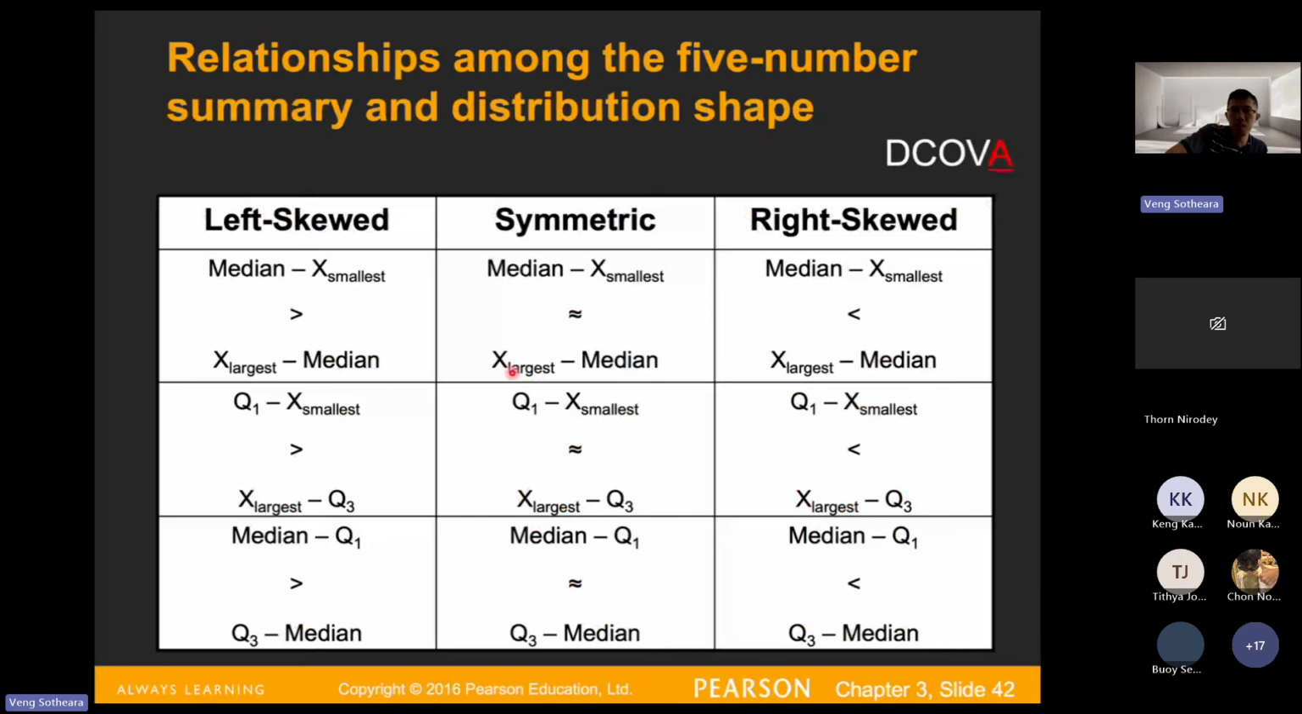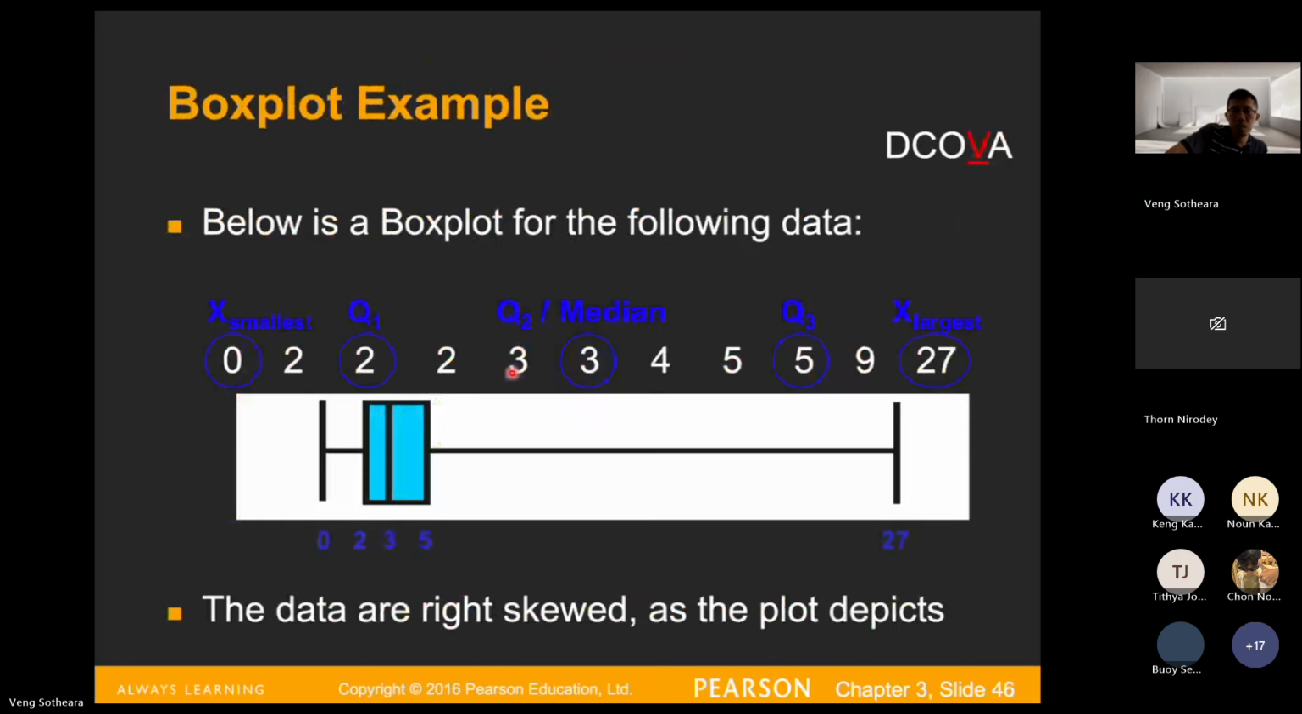Okay. How about this one? If the box plot is this way, it's symmetric. Let's do a right skew.